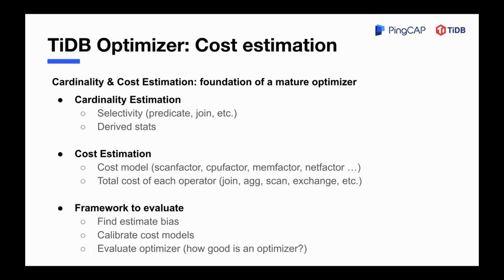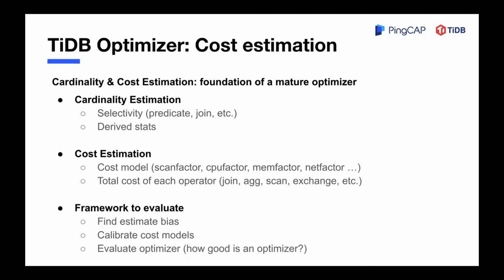I think the people working with optimizers will always ask, how do you evaluate the optimizer? Is your optimizer good or not? And after a certain version or release, how could you evaluate the improvement of your optimizer? Those questions are really challenging and hard to answer. So by developing this framework, we are going to provide a quantitative evaluation for the optimizer.